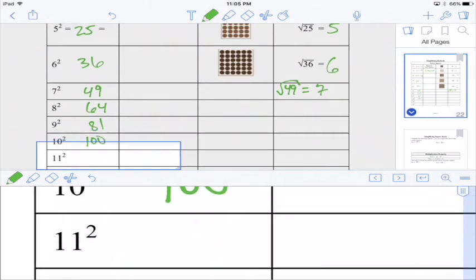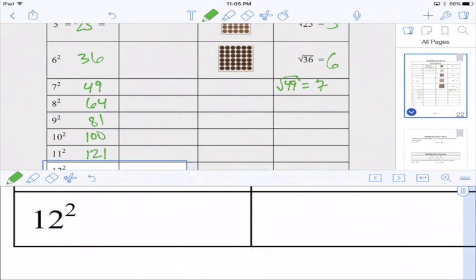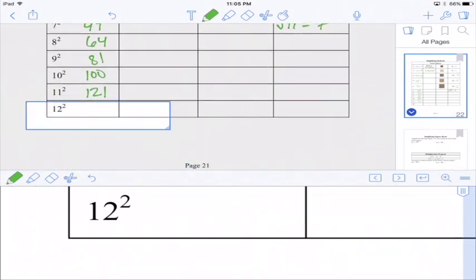11 times 11, this is where people start to fall off, but this is 121. And 12 times 12, well, that's 144. So you need to know all of these up through 12, because what we're going to use is these square roots to go backwards.